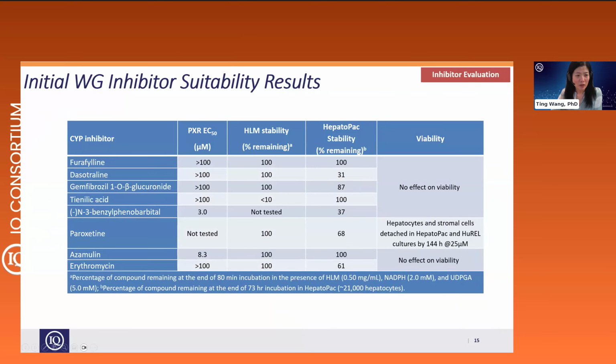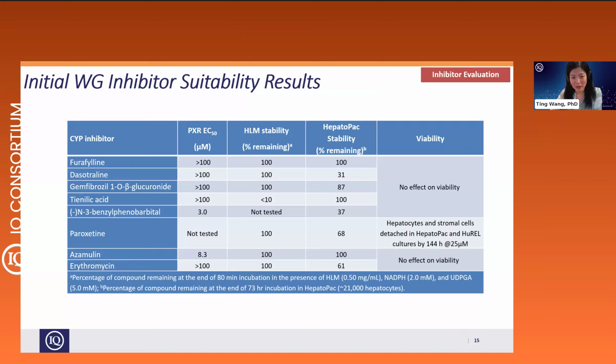This is the table. From left is the final list of the inhibitor candidates, and from left to right is the PXR EC50. As we can see, other than phenobarbital and azamulin, the other inhibitors show an EC50 greater than 100 micromolar. And for the HLM stability, only cannabinic acid showed less than 10% of the parent remaining at the end of incubation, which was a 2-hour incubation.